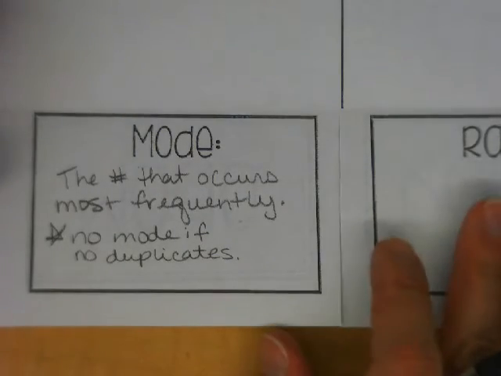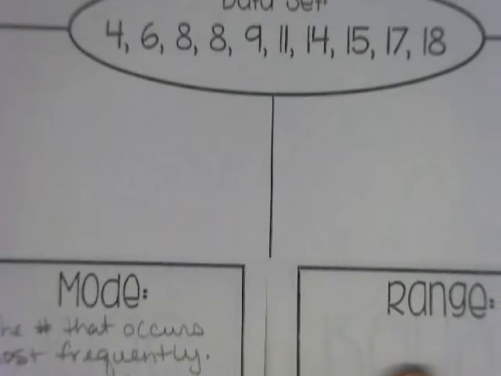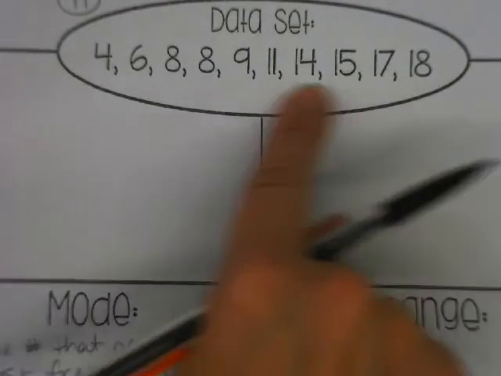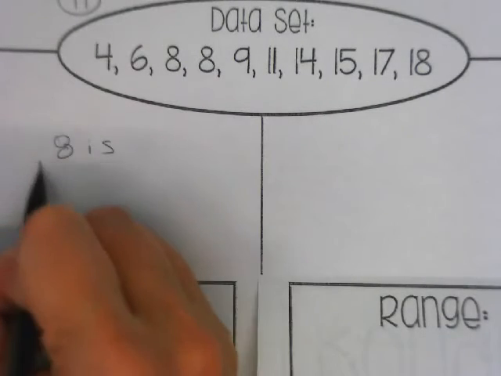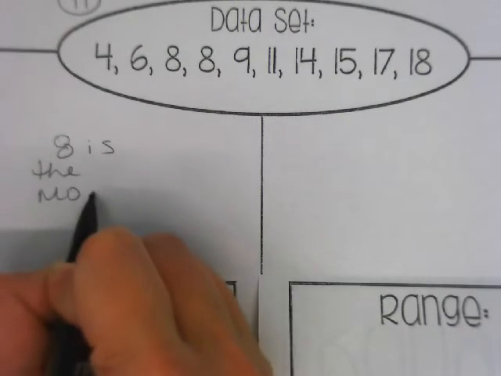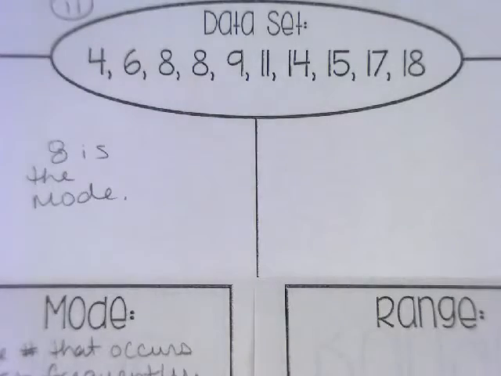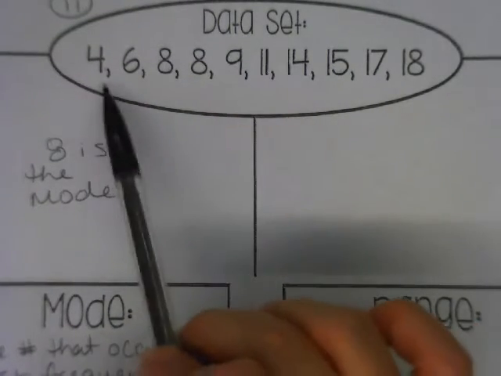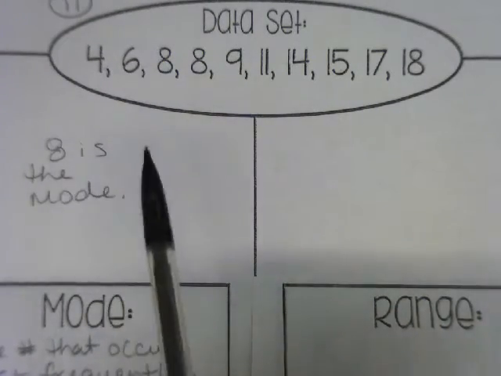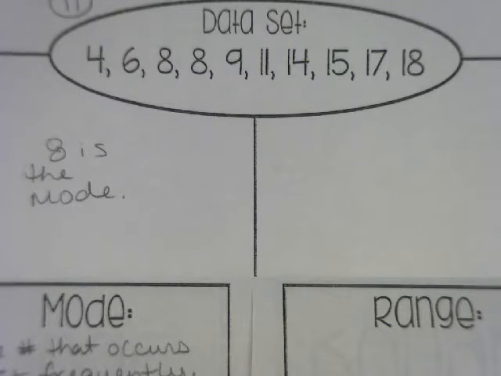So if we look at our data here, which one shows up the most? 8. 8 is the mode. Yes. If there was 2 8s and 2 6s, then you could write 6 and 8 are the mode, because they both show up most frequently. Good question.